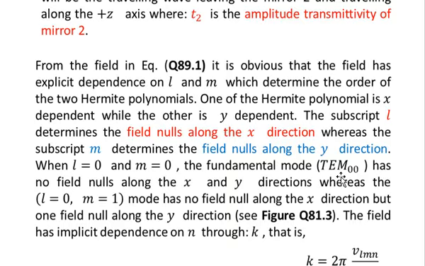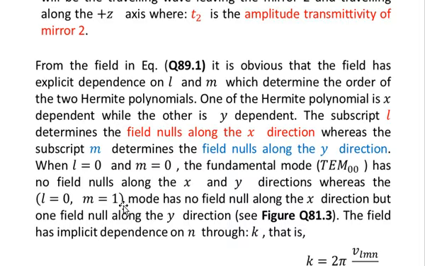And you know that in the Gaussian mode, there are no field intensity nulls anywhere because the Gaussian curve is a continuous curve. It vanishes at the two extreme ends, but in between them there are no amplitude nulls. So when L is equal to 0, M is equal to 0, the fundamental mode TEM 00 has no field nulls along the x and y directions, whereas the L is equal to 0, M is equal to 1 mode has no field nulls along the x direction, but one field null along the y direction.